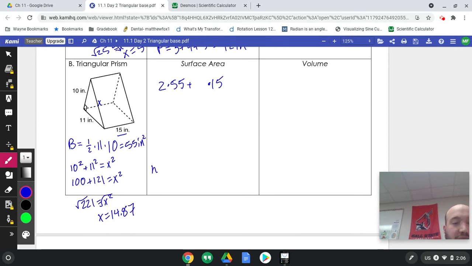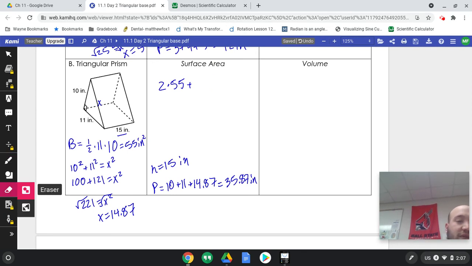So we already said our height is 15 inches. Just a reminder, it's not always going to be perfect. That's okay. So our perimeter, 10 plus 11 plus 14.87. If we add all that up, 10 plus 11 is 21, plus 14.87, 35.87. And that'll be inches.